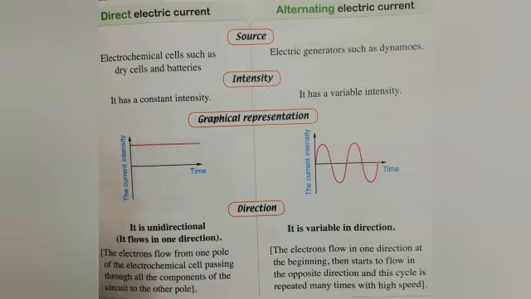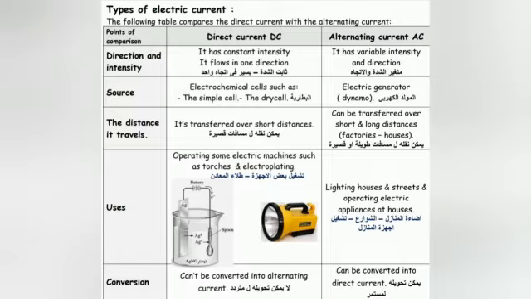In this picture we can find that direct electric current, which is present by a straight line parallel to the time axis, can be used in electrochemical cells such as dry cells and batteries. It is constant intensity and unidirectional, so it flows from one positive pole to the negative pole of the cell, while the alternating current is changeable and variable intensity, as in the graph.